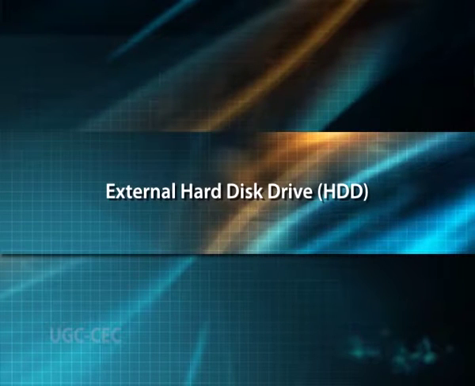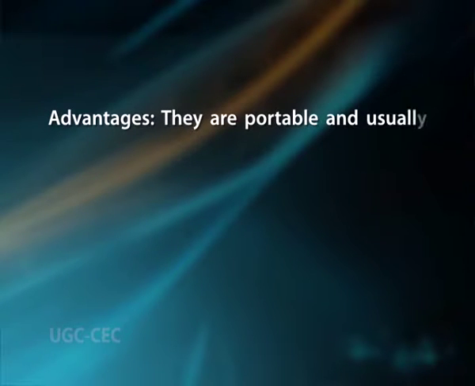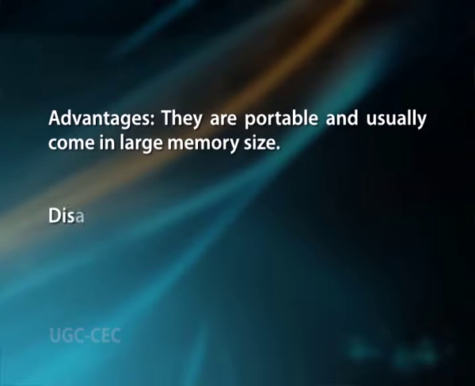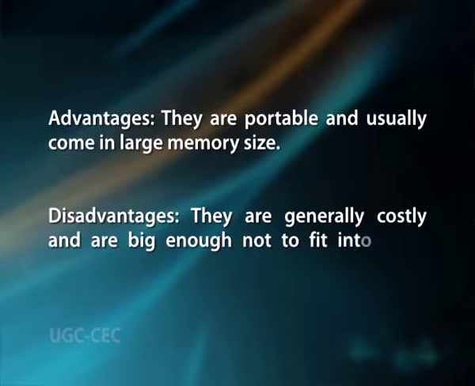External hard disk drive (HDD). External hard disk drives are portable, removable drives that you can carry along with you to store files or transfer files from one computer to another. They are often designed with a USB port, where one end of a USB cable is to be plugged in while the other end is to be connected to the computer. Advantages: they are portable and usually come in large memory size. Disadvantages are they are generally costly and are big enough not to fit into small pockets.